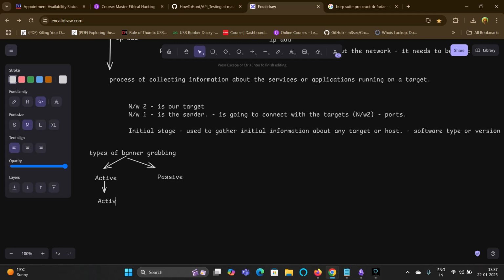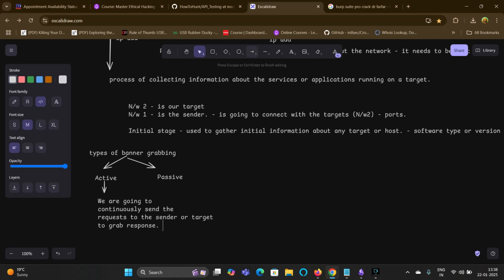So actively, we are going to continuously send requests to the target to grab a response. And when we grab the response, we again grab the headers and packets, and that's how we gather information regarding the software type or version. That's how we are actively engaging with the target. That is what active banner grabbing is. I hope it is clear.